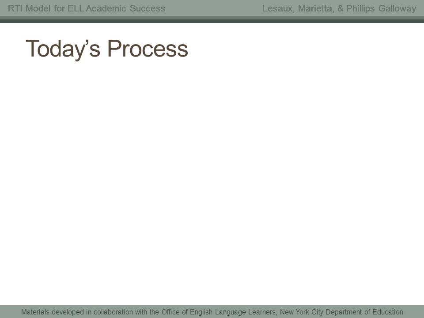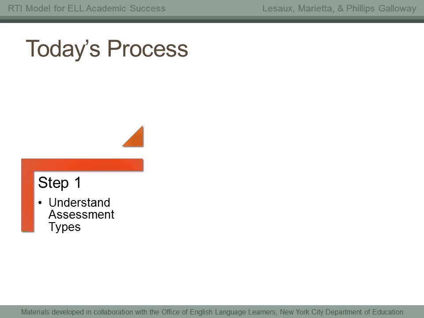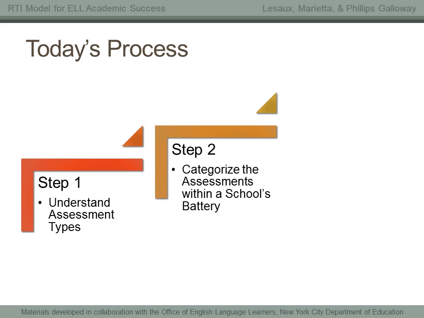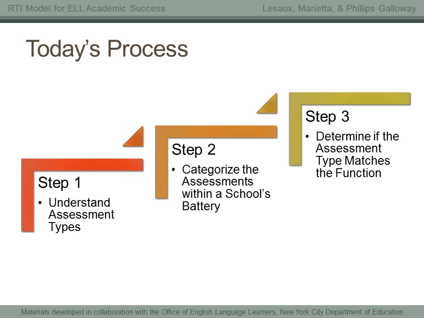To achieve these goals, we're going to go through a process in this webinar. The first step of this process is to understand assessment types, then to categorize the assessments within a school's battery. So now that we understand the types, we're going to think back about the tests that we use at our school or in our district and bucket these. What kinds of assessments are we using? What types are we using? And finally, we're going to pay some attention to the alignment between the type and its function. So we're going to think about the types we have, how those types were designed to function, and how we're using them. Do we have a match?